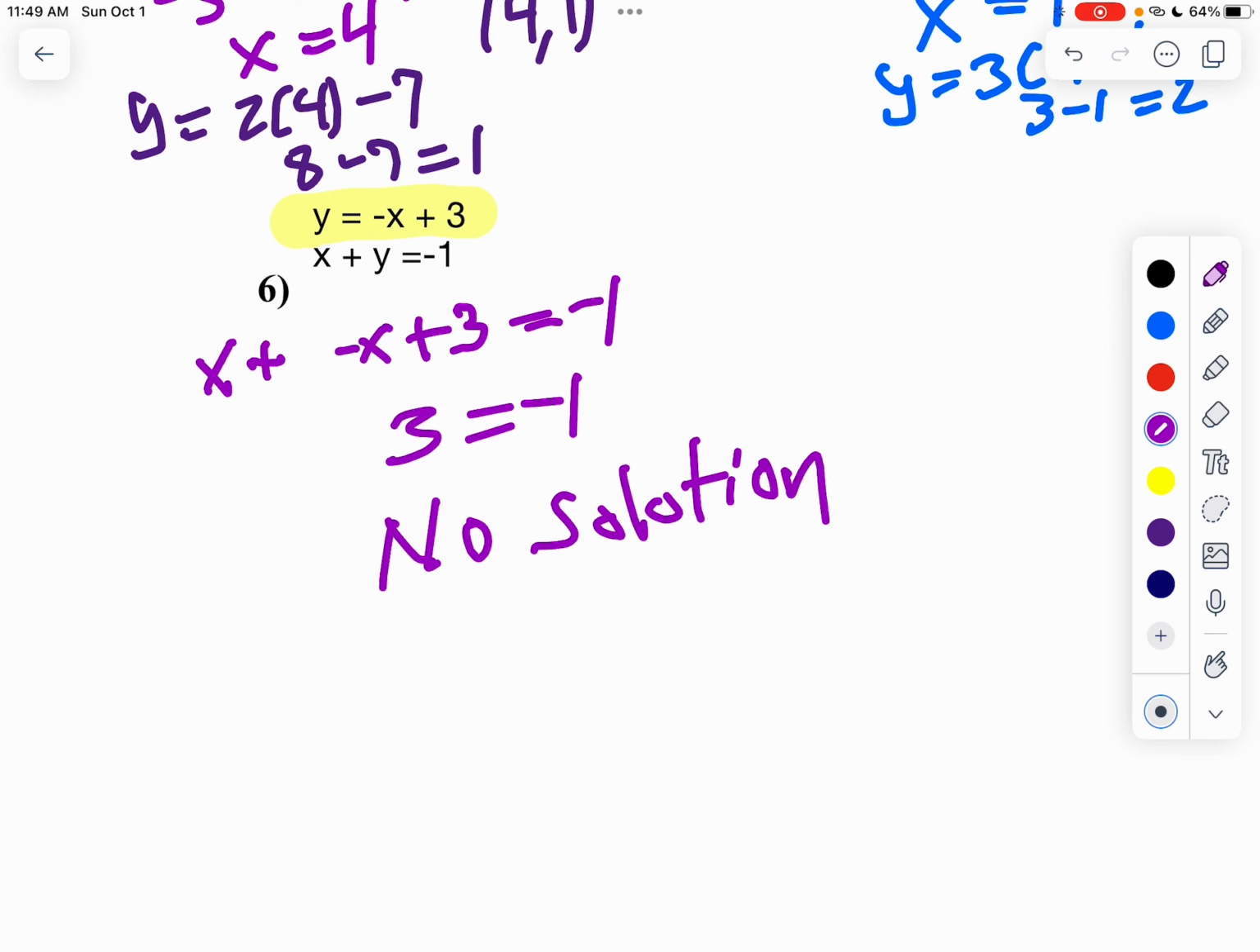So out of those 4, 2 of them were no solution. That is just by coincidence. Don't read anything into that about what's going to happen on the test. I just gave you 2 of them.